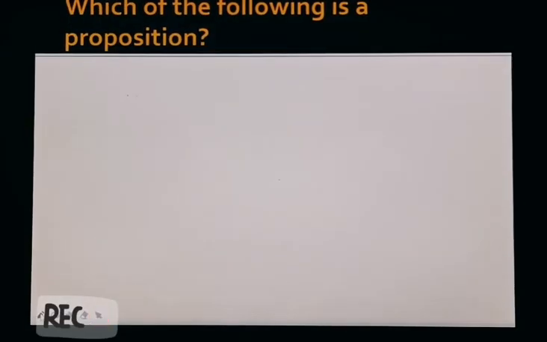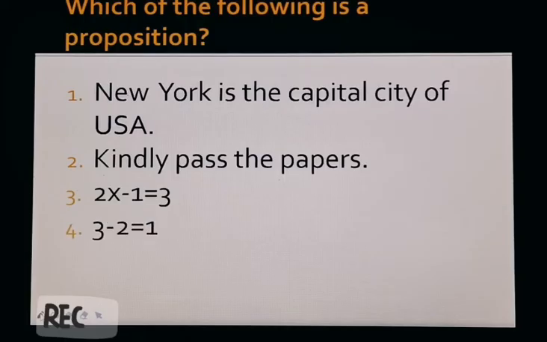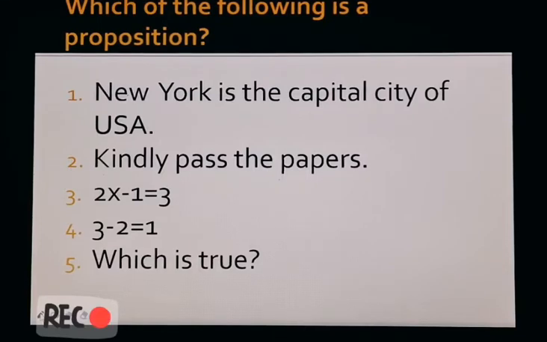Now, let us identify which of the following statements is an example of a proposition. Statement number 1 and statement number 4 are the only statements under proposition. Number 1, New York is the capital city of USA, and 3 minus 2 equals 1 is also a proposition. Items 2, 3, and 5 are not under proposition.